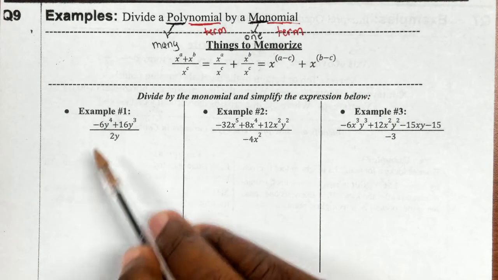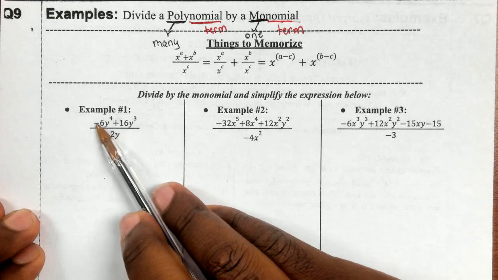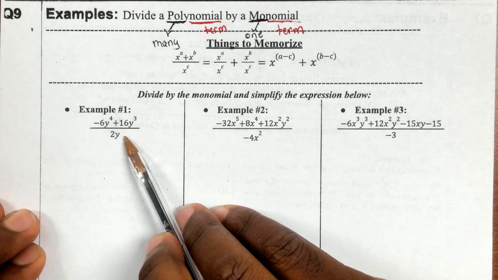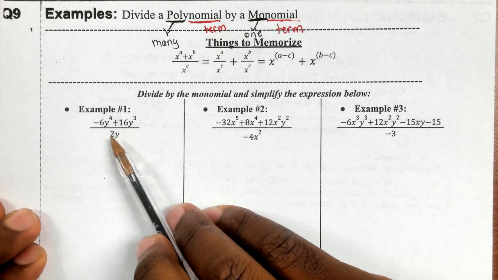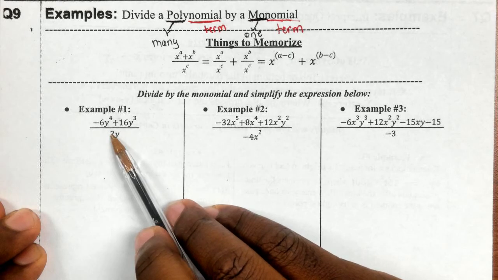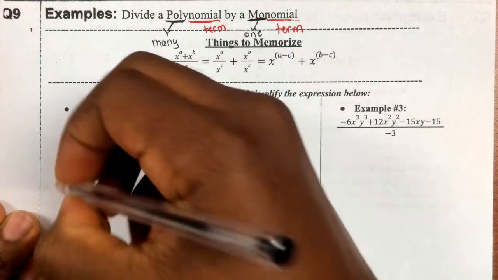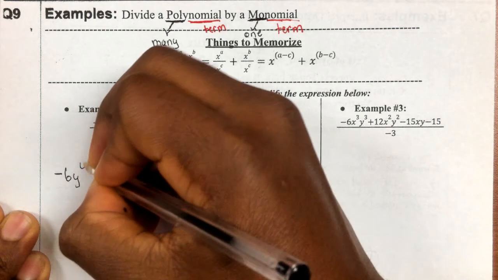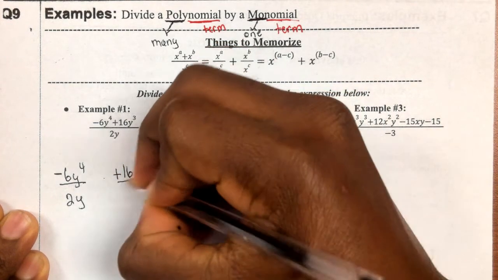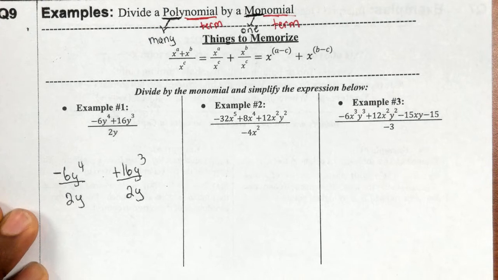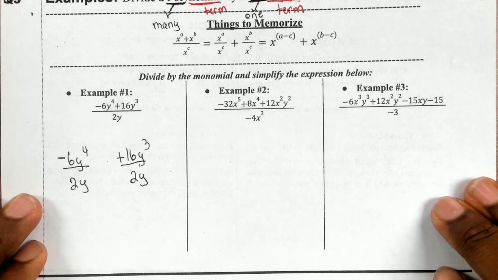So when we read this question, we're dividing many terms by one term. That's what this fraction means. This one term you can actually call a common denominator, because it's the denominator for each of these terms. So I can rewrite this where I write that 2y as a common denominator for each of these terms. That makes it easier for me to simplify it.